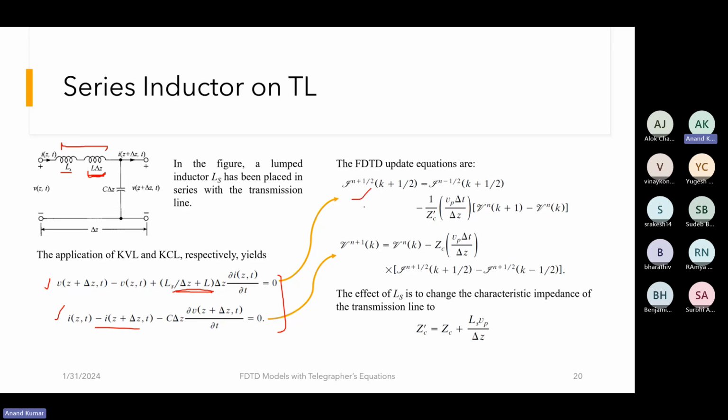So we get the update equation for current over here, and the only change again is in this ZC dash term, where ZC dash is calculated with the characteristic impedance plus this particular value which has come due to inclusion of this lumped inductor. So Ls into Vp by delta Z, which is then added to the characteristic impedance. So this Z dash is the change over here. The update equation for voltage remains the same. So we have got the update equation for current, and we've got the update equation for voltage. Now we'll use them in the code.